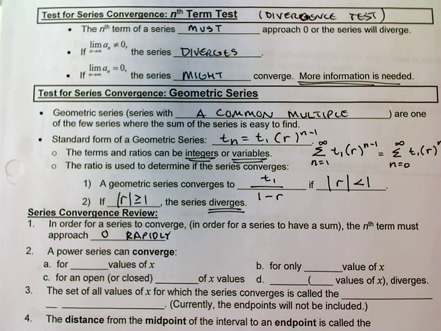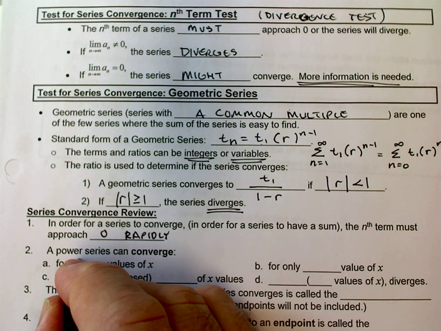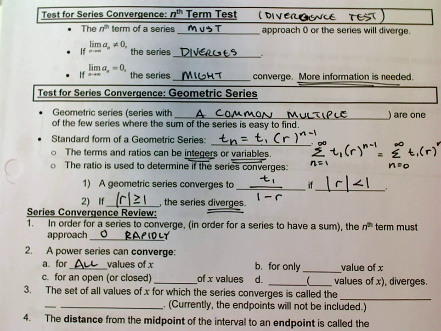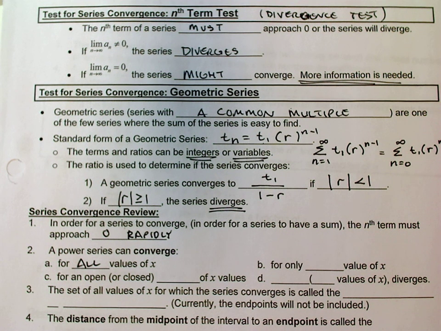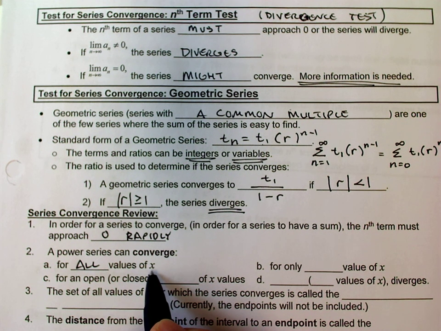A power series can converge for all values of x if we do an analysis on them and we find out that that series does converge. But sometimes when we do an analysis on it, we say, wait a second here, this will only converge if x equals a certain value.